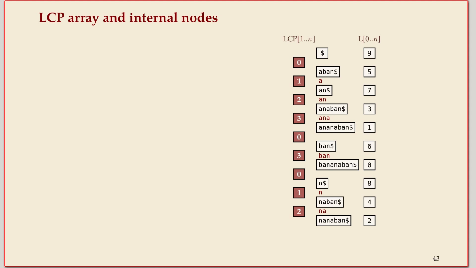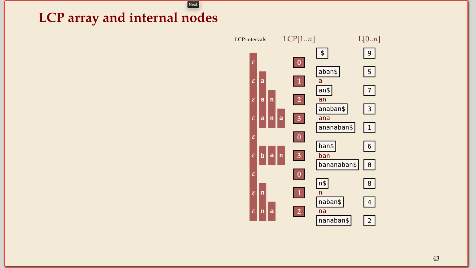And now you also see why it starts at 1, because it's always talking about 2 suffixes. If I added another entry here, it would talk about the -1th suffix. That doesn't make sense. So this is the LCP array.